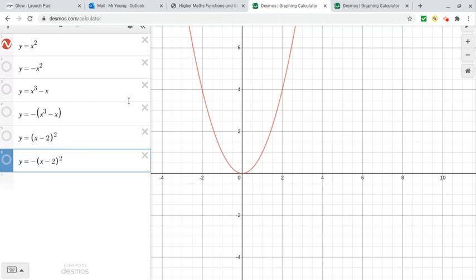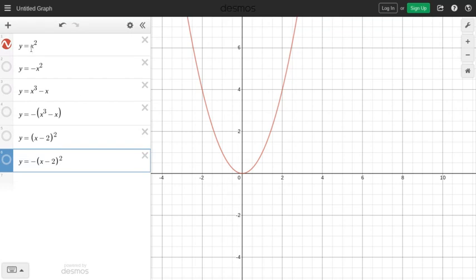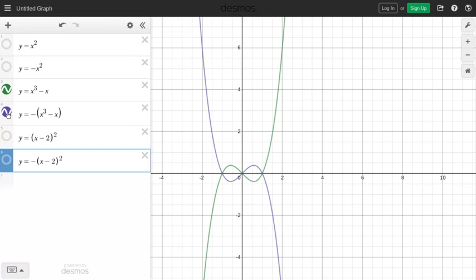So a couple more examples. We have y equals x squared. So y equals negative x squared should reflect the graph in the x-axis, and indeed it does. We also have y equals x cubed minus x, which we looked at in the last video. And we're going to look at y equals negative g of x, which will reflect the graph in the x-axis, which it does.